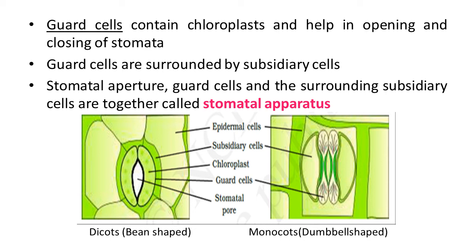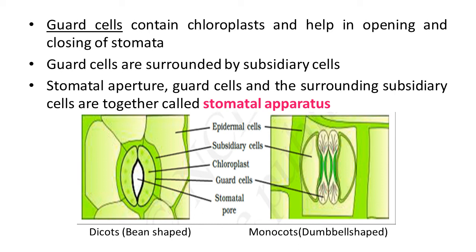In this figure we can easily compare the structure of stomata in dicotyledon plants, where it is bean shaped, and in monocot plants, where it is dumbbell shaped. In the first figure, that is the structure of dicot stomata, in the central region the stomatal pore or opening is present. Through this the mechanism of opening and closing takes place. This pore is surrounded by two guard cells.